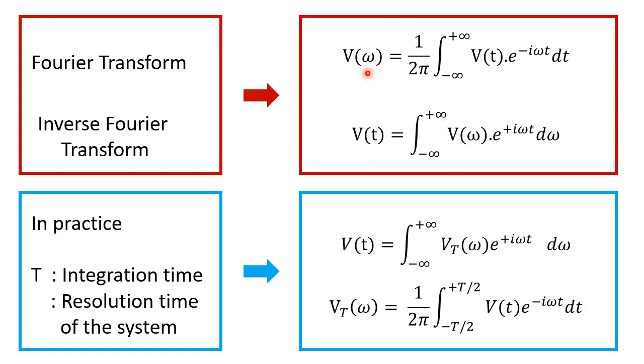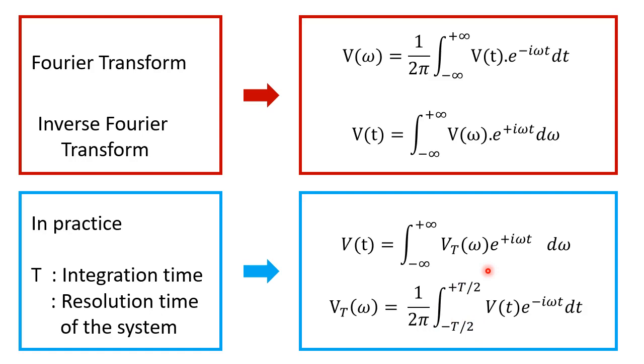The catch is the following: when I'm looking at a Fourier transform like V of omega, there is a problem. I am never integrating in reality from minus infinity to plus infinity. I'm always integrating from minus T by 2 to plus T by 2. That is my reasonable time within which I integrate.